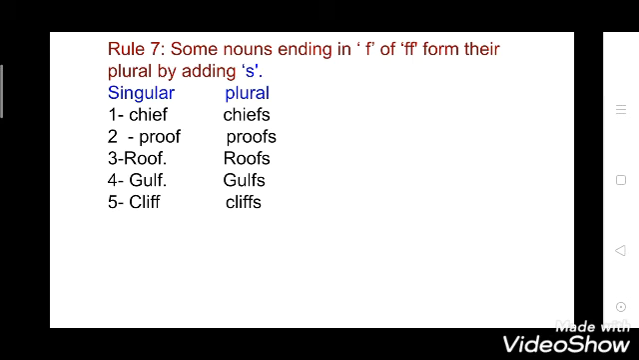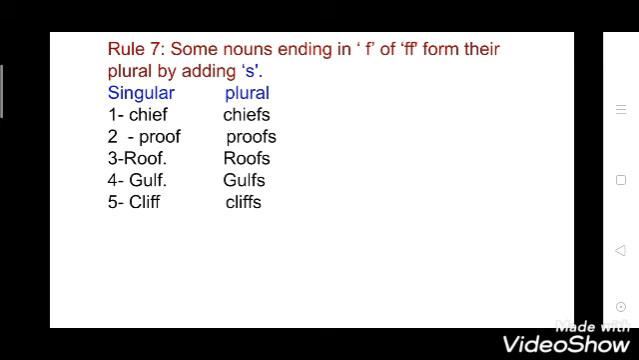Now see the seventh rule. Some nouns ending in F or double F form their plural by adding S. It means a word ending with F or double F. So when you are changing in plural form, then you have to add S. The first word is chief. Last letter is F. You will add here S. It will become chiefs.